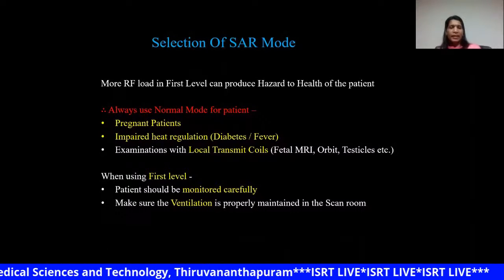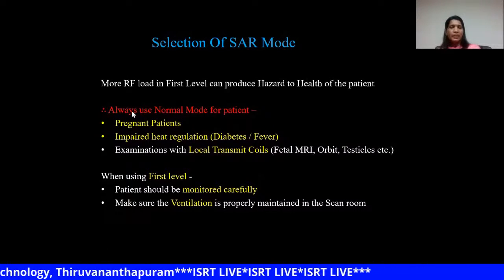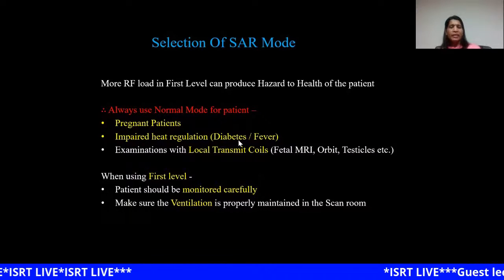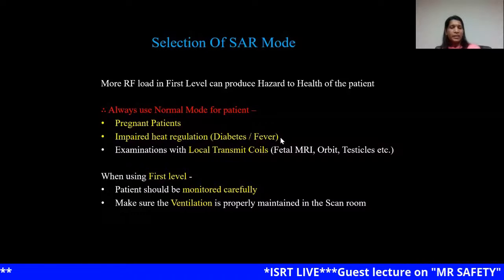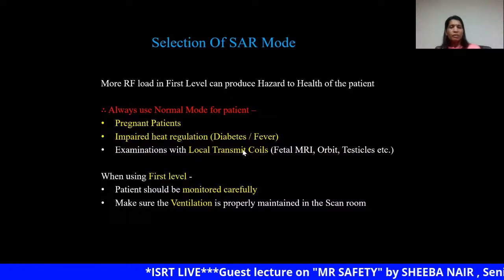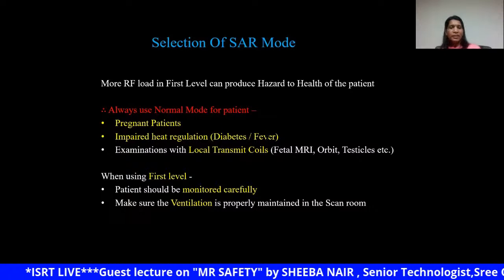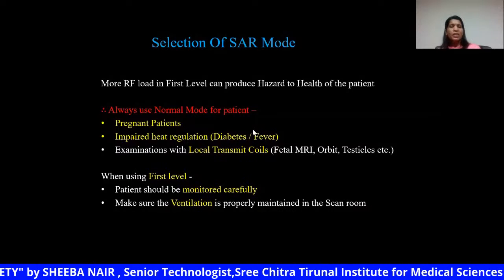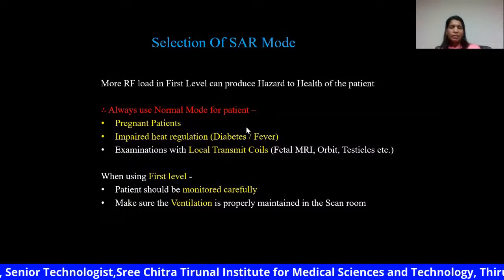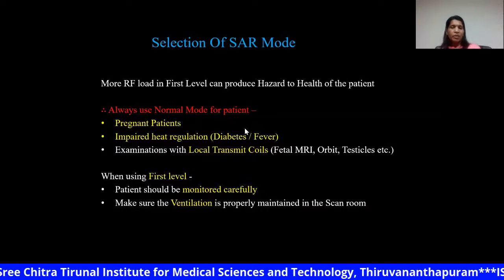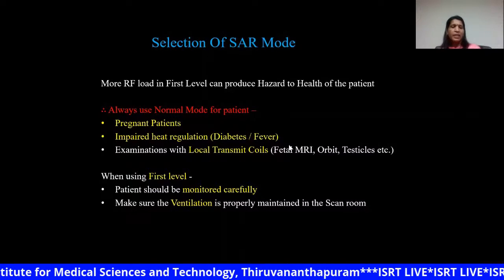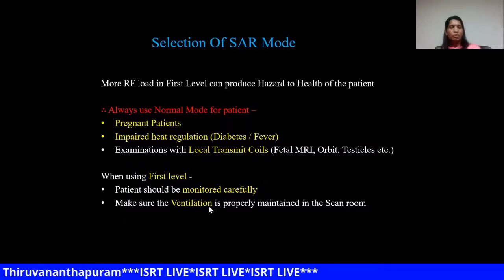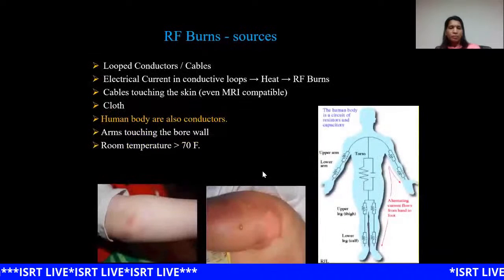When we are scanning certain patients, like pregnant patients, patients with impaired heat regulation, that is diabetics, or a patient having fever, or when using local transmit coils, in such situations, even if you are operating in normal mode, there can be risk to the patient. So never use the first level mode in such patients, and even in normal mode, you have to monitor the patient carefully. And also, proper ventilation should be maintained in the scanning room.